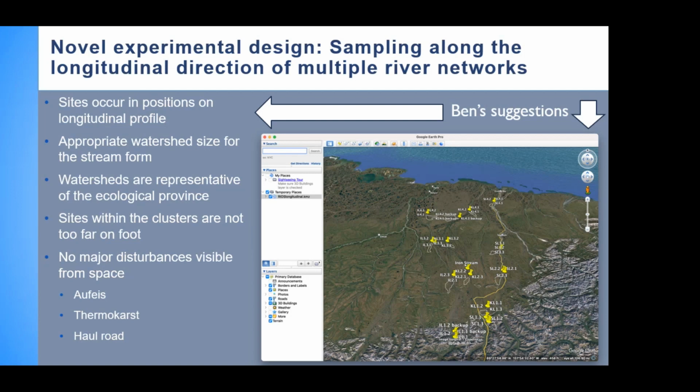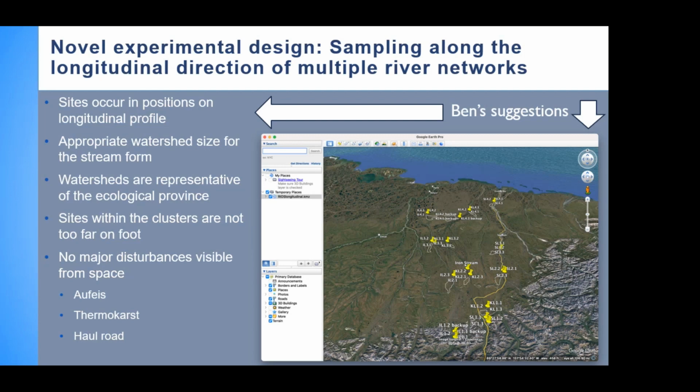So Ben sent this Google Earth file. We looked at it, and he said, well, you guys got to look for some sites that follow all of these rules. So I'll just read them out. The sites have to occur in positions on the longitudinal profile. They have to have an appropriate watershed size for the stream form. So the water track site should have a small watershed. That would make sense. Watersheds are representative of the ecological province.